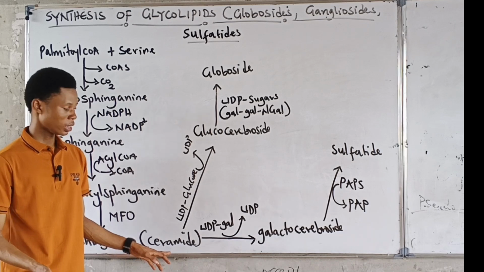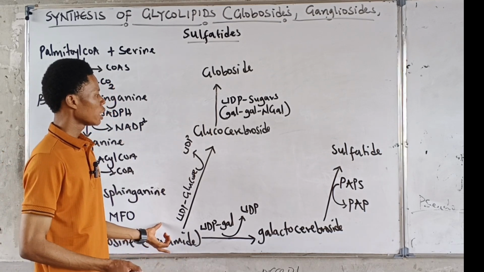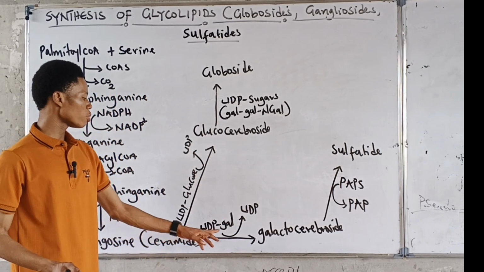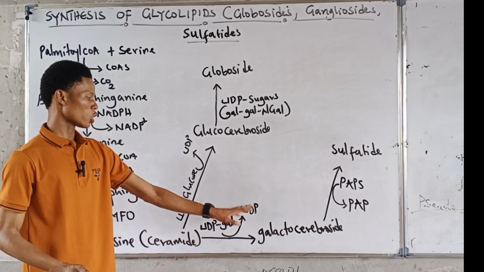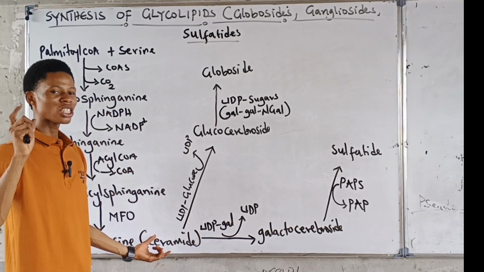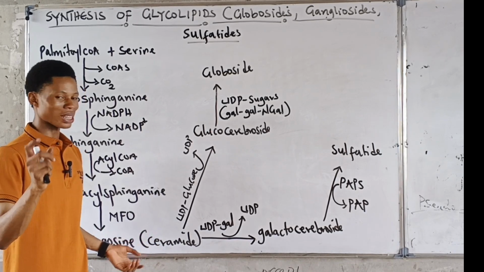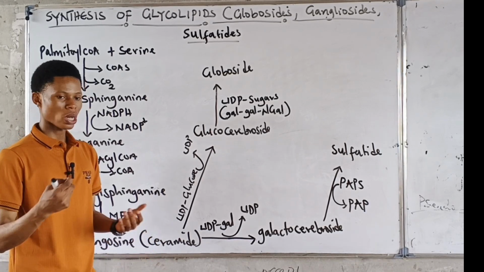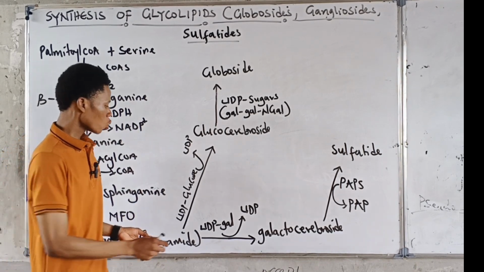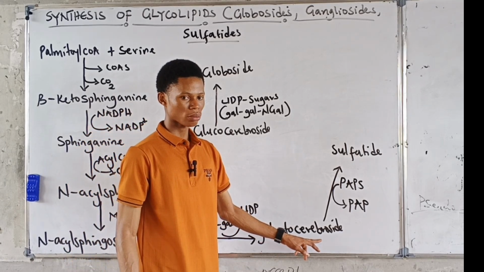Sphingomyelin. Now, to ceramide, if we want to synthesize, let's say, sulfatide, UDP-galactose will come in and leave as UDP, meaning you are attaching galactose to ceramide. When you hear cerebroside, it is just you attaching a sugar to ceramide. Once you attach a particular sugar to ceramide, what you have is cerebroside. So if you attach galactose to ceramide, you have galactocerebroside.